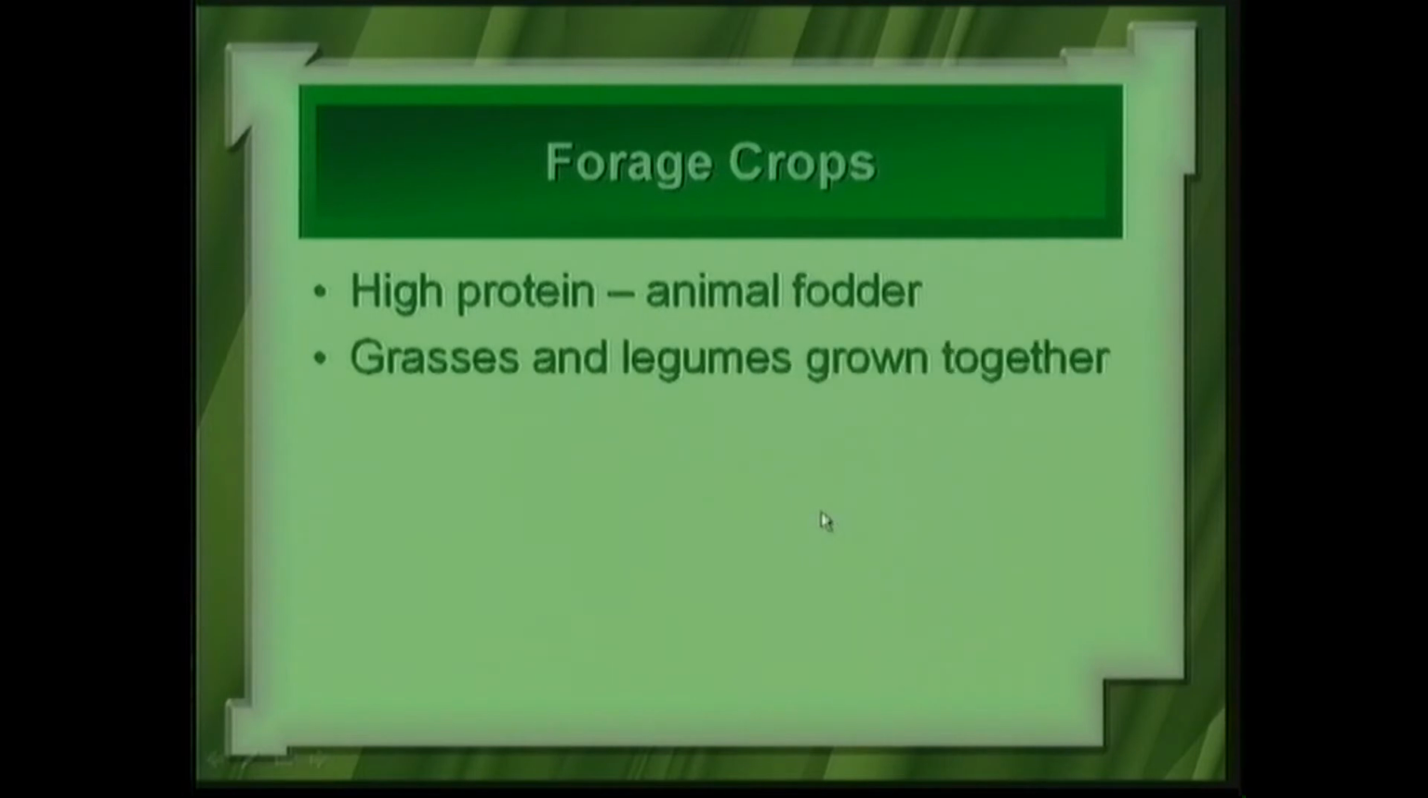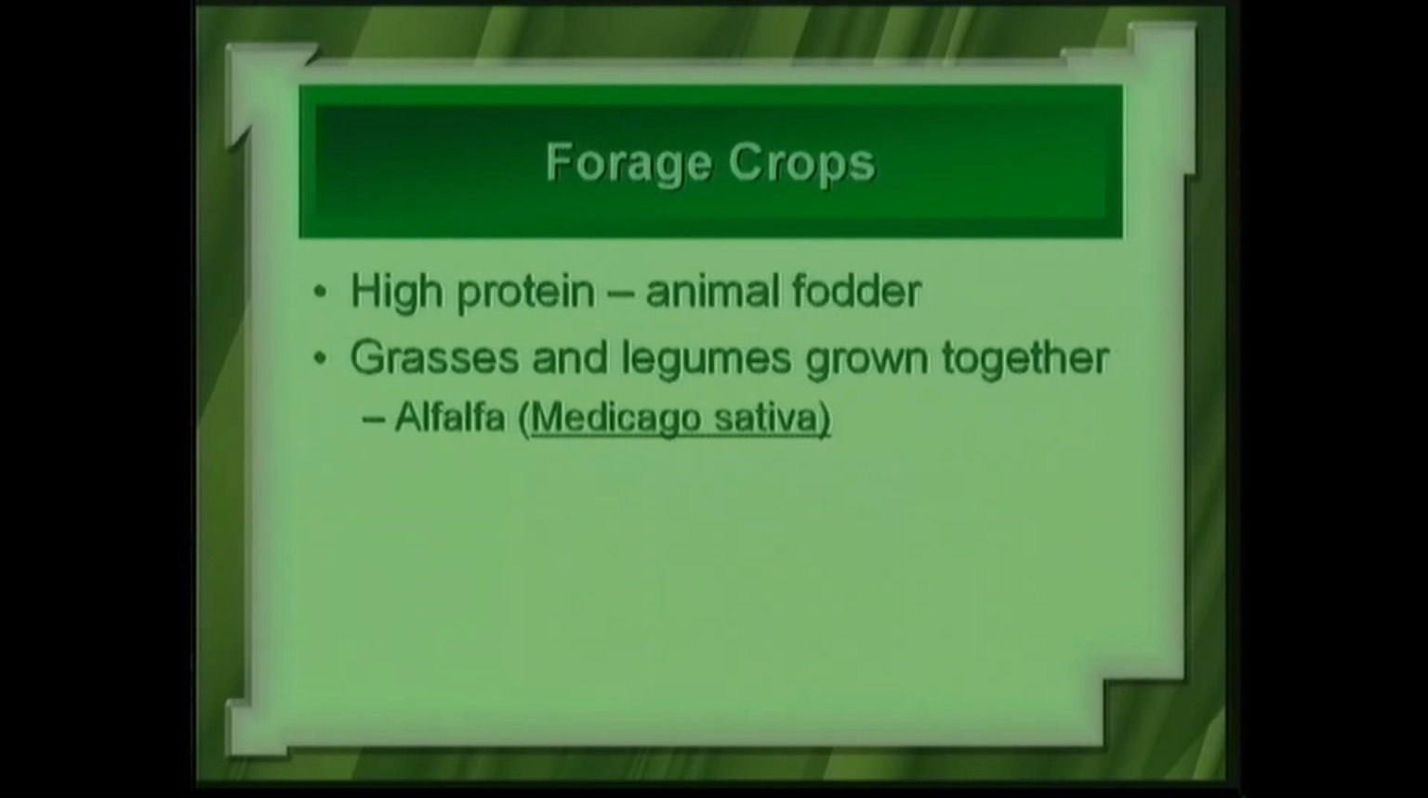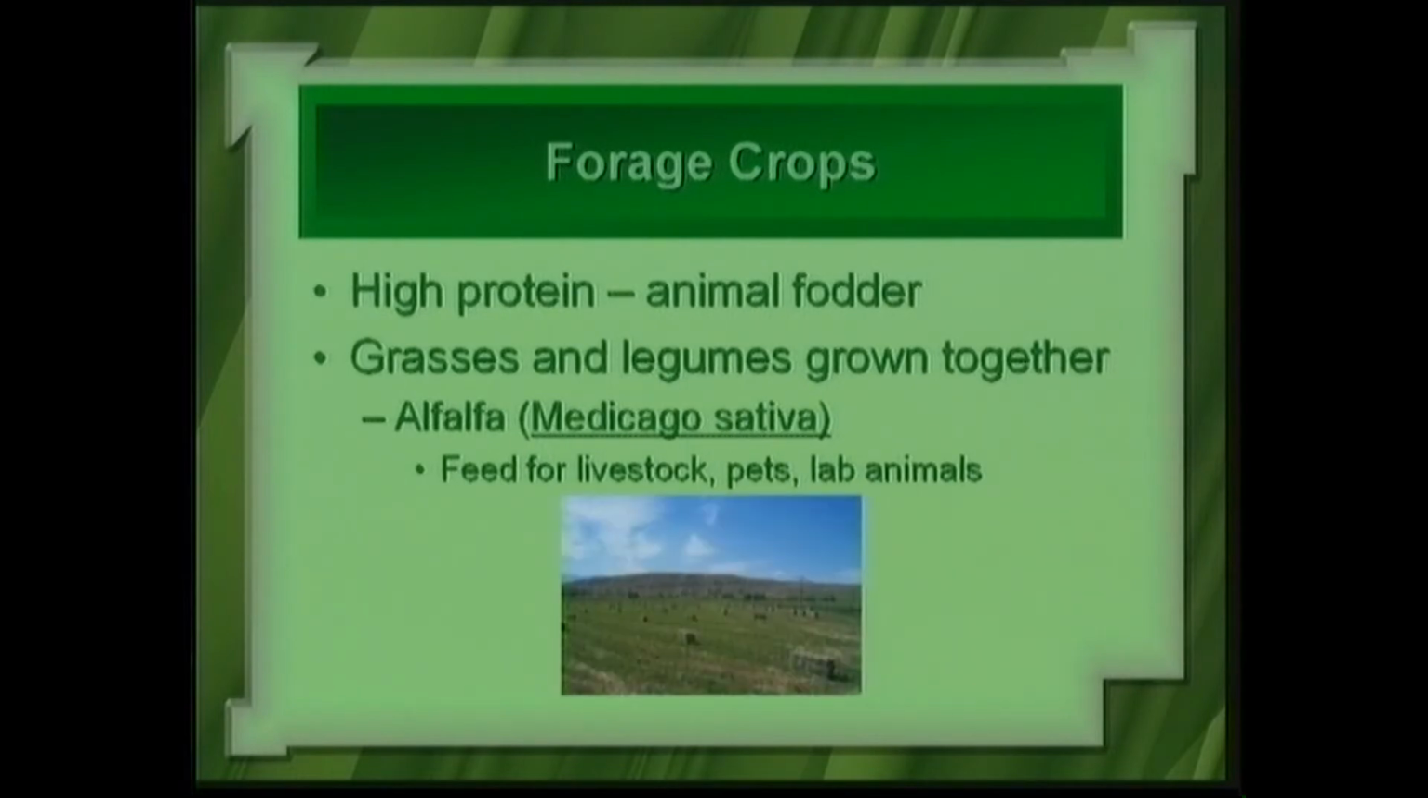And so in a lot of these pastures, you'll have grasses and legumes growing together, and sometimes they do that on purpose. For that fact, you have alfalfa, for one. This is a good forage grass for livestock. And sometimes they'll use alfalfa to make, I guess, pellets for pets such as guinea pigs and rabbits and tame rats, tame mice, and lab animals as well.